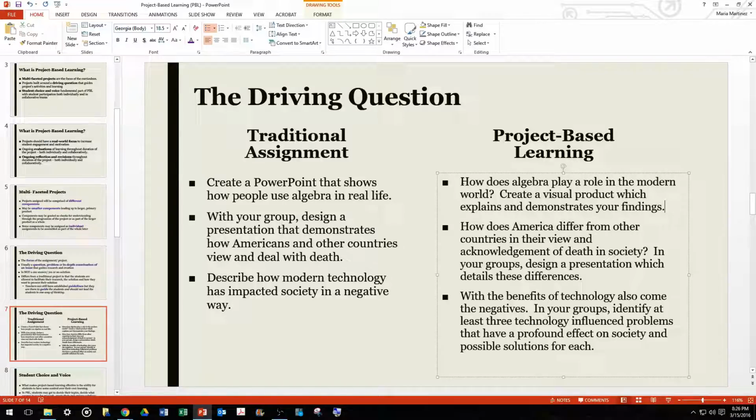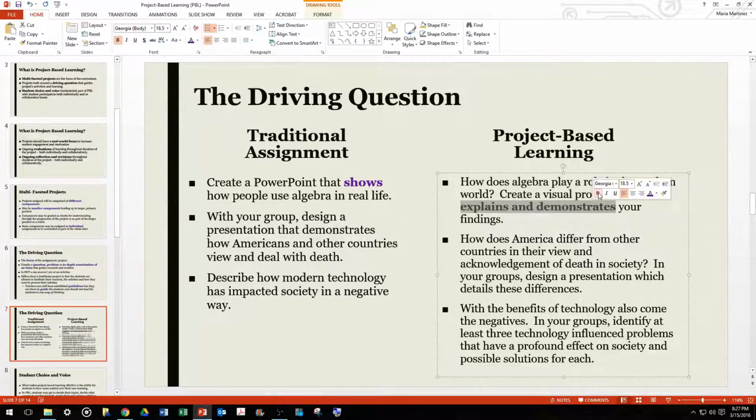And if they think it's in the building of a bridge, they need to research that. Does algebra play a role in the building of a bridge? Let me look at that. And then they need to create a visual product which explains and demonstrates their findings. So in this situation, we're just showing how people use algebra in real life. We are basically creating a complex list. And here we are having to, yes, have the students demonstrate how algebra plays a role, but rather than just how people use algebra, they're having to show, okay, how is it used in the modern world? And they're having to explain and demonstrate their findings. So they're going to actually have to explain and demonstrate how algebra is used.